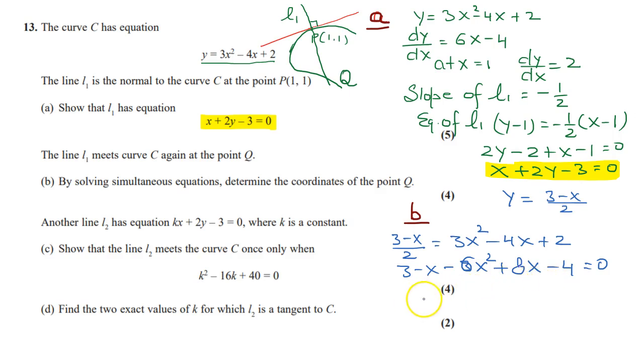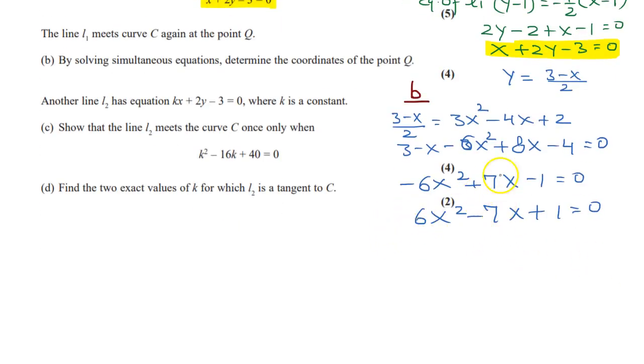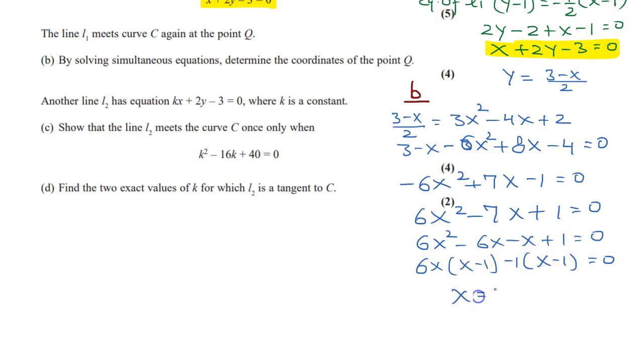So our equation is minus 6x squared plus 8x minus x is plus 7x and minus 4 plus 3 is minus 1 is equal to 0. So the equation is 6x squared minus 7x plus 1 is equal to 0. So we have to simplify this. So this is 6x squared, 6 times 1 is 6, so minus 6x minus x plus 1 is 0. 6x common, (x minus 1), minus 1 common, (x minus 1) is equal to 0. So x will be 1 and x will be 1 over 6.